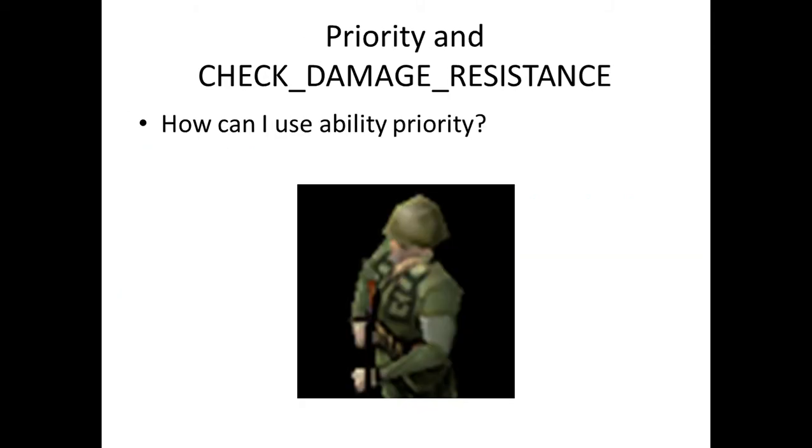So, we've gone over the ability template. Took a while, didn't it? But we're finally onto the meat of this video, the reason why I made this video to begin with, and that is priority and how it works with the check damage resistance flag in the performer component. So, how can I use ability priority?